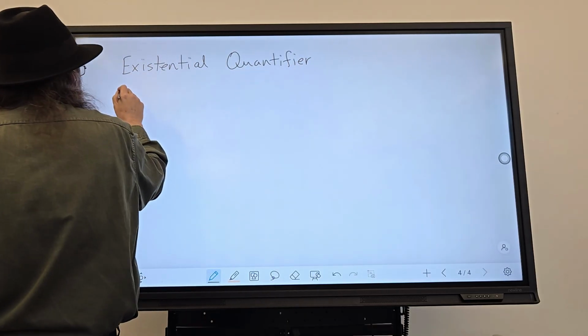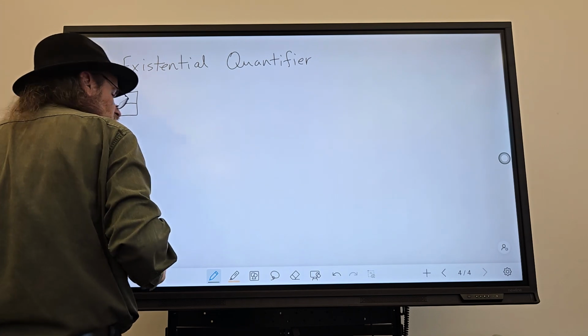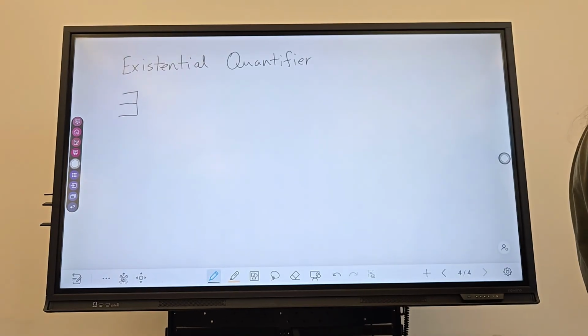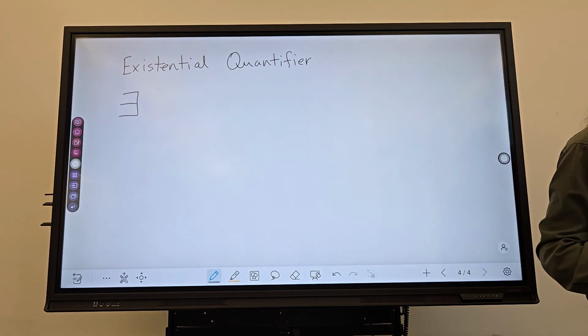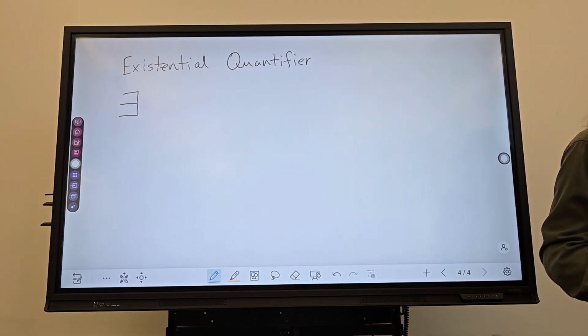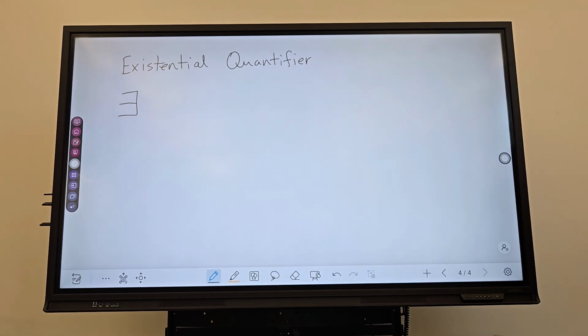It is denoted by the inverted E. The existential quantifier denotes there exists, for some. For example, there is a student in Math 140. There exists a person that is a student, such that the student is a student in Math 140.